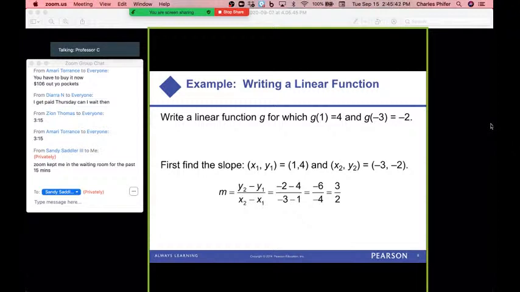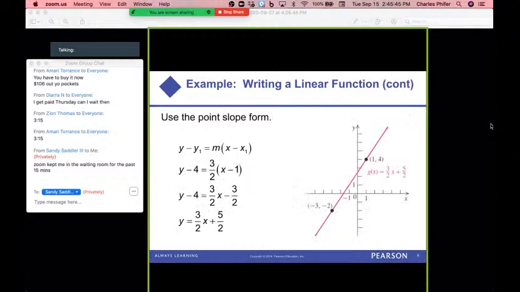So they're kind of doing the same thing we did. They have the slope, 3/2, and then you see the formula there.